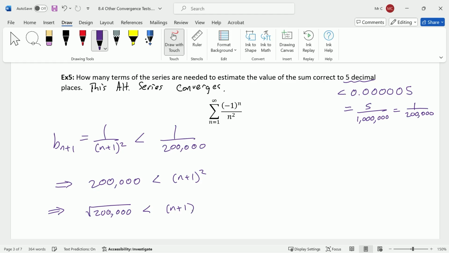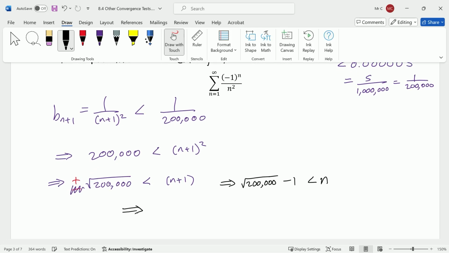And technically, I should put a plus or minus here. But of course, I'm not going to have a negative number of terms. So it doesn't make any sense to include the negative answer here. We can exclude that one. And now we can subtract the 1. And we get that n has to be greater than the square root of 200,000 minus 1.